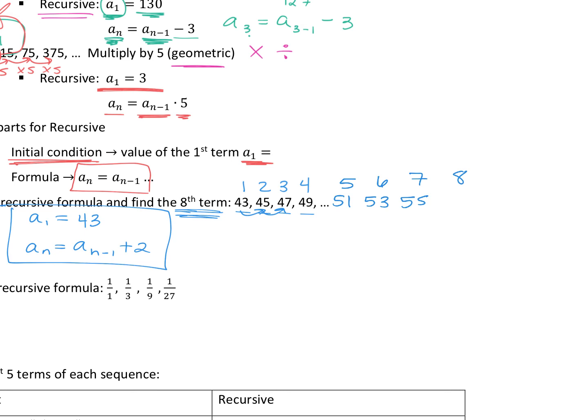55, and my eighth term, 57. So a sub 8 is 57. Okay, find the eighth term, it will be 57. Questions on that?